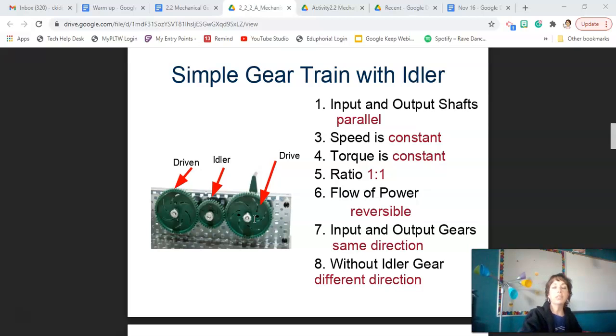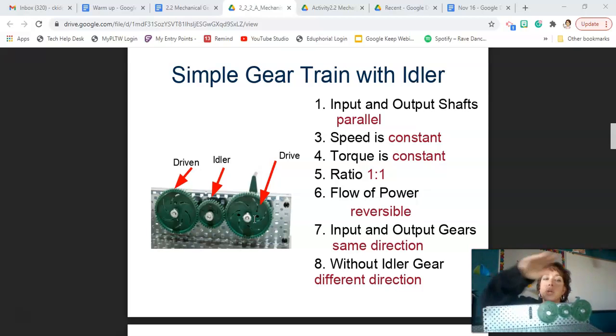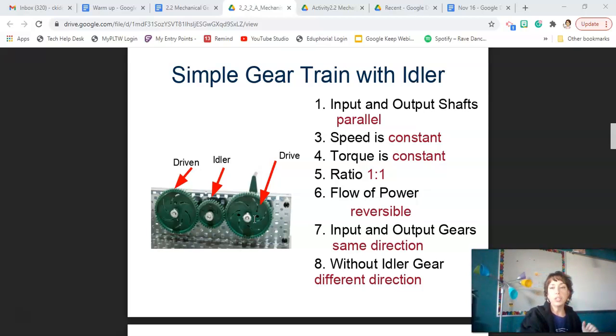Input and output gears, like I just showed you, that's your input, your drive gear, and your output, your driven gear. They turn in the same direction. And the idler gear, if we took the idler gear out, then we would just have a simple gear train. And then these two would turn in opposite directions.